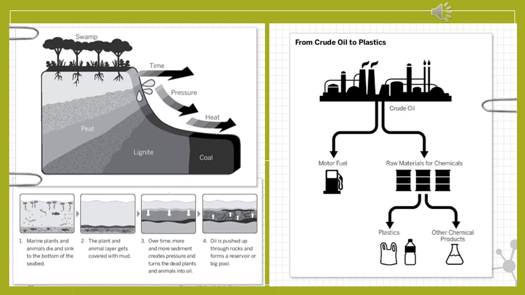So we use these raw chemicals and recycle them into different things like other chemical products, or we use them to create plastics. Plastic is not naturally occurring. It's a chemically created product. So we might use some of these raw and spare chemicals from oil to turn it into a plastic bottle.